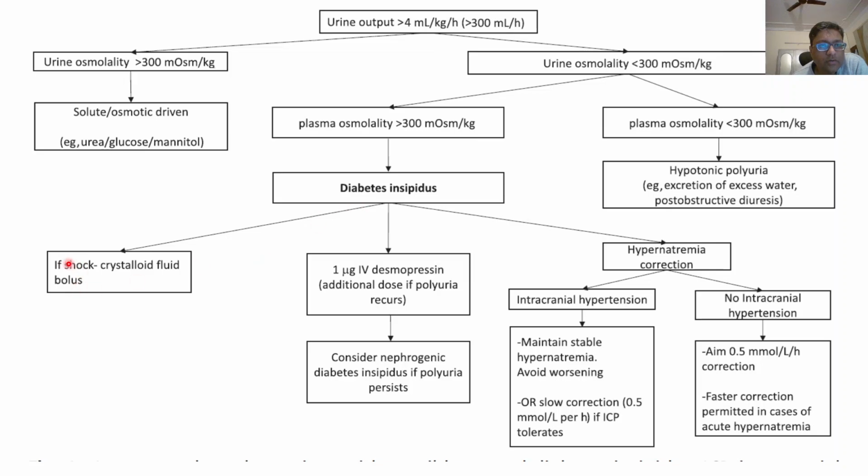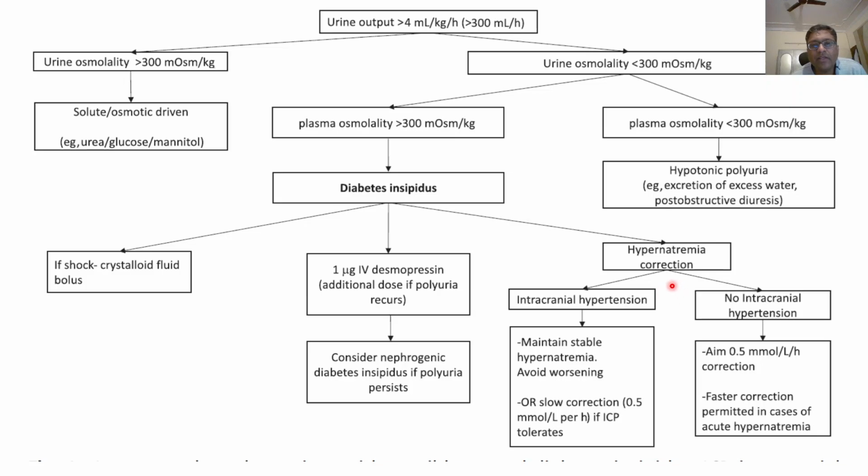If the patient is in shock, we have to give a crystalloid fluid bolus to first correct the shock, despite the sodium being high. First, we give some type of isotonic fluid. Then we start medication like desmopressin to give some vasopressin-like action so that some amount of salt retention starts happening. If there is no response to desmopressin, that is nephrogenic DI.